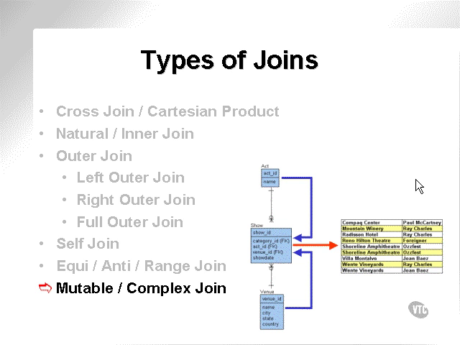So a mutable join would be, for instance, as shown in the diagram, a join between the three act, show, and venue tables, passing out some data. The complex join would then apply filtering to that data and perhaps retrieve a few of the rows retrieved from the original mutable join. Very slight difference between a mutable and a complex join.